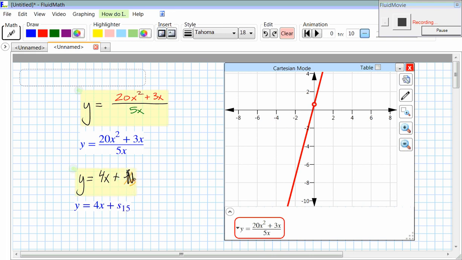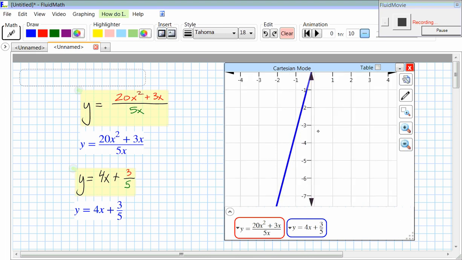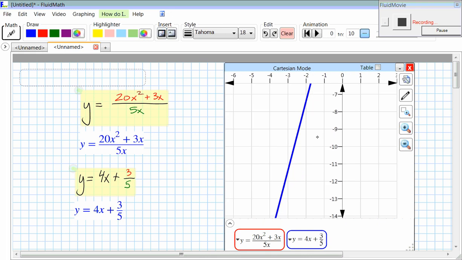That does not look like 3/5. Let's try this again. 3/5. Does that look good? I did it right? So when I put this one onto the graph, you'll notice that we find exactly that oblique asymptote, and as far as you go out, that line is going to behave more and more just like that.